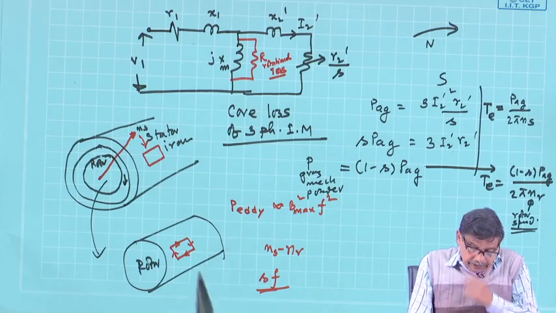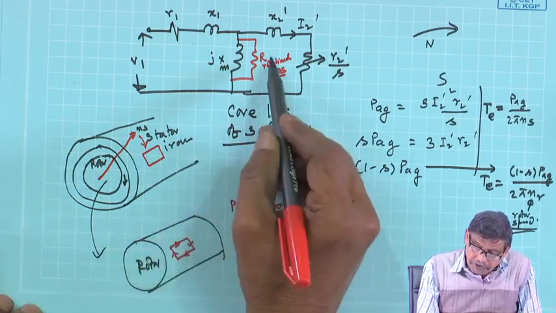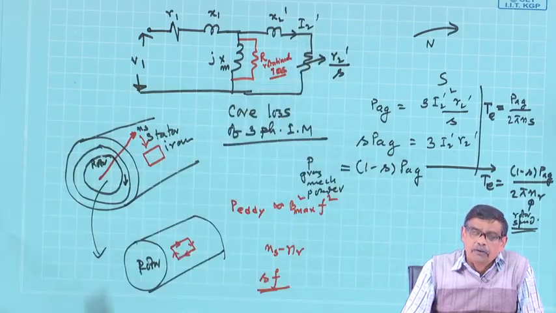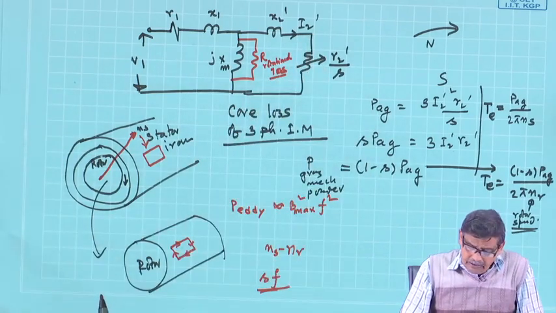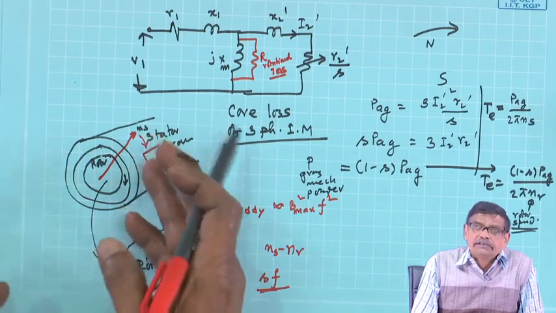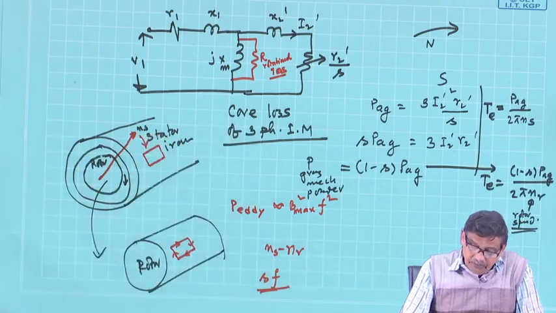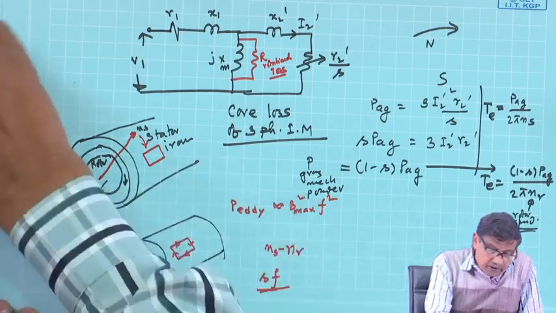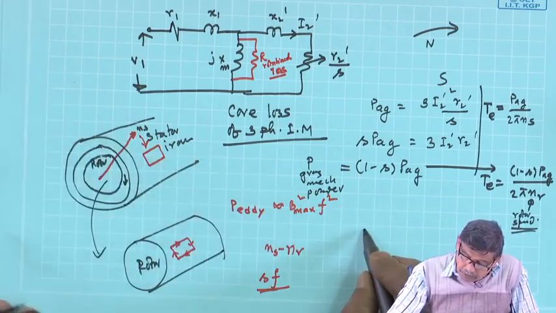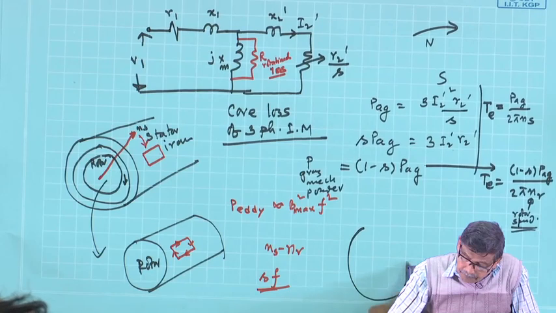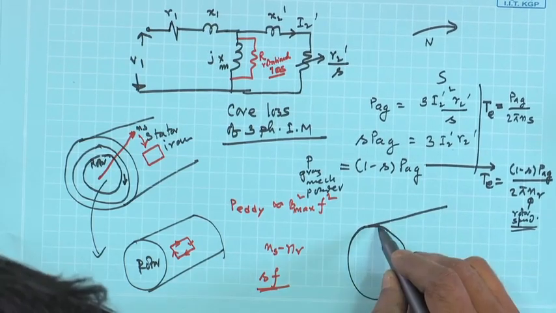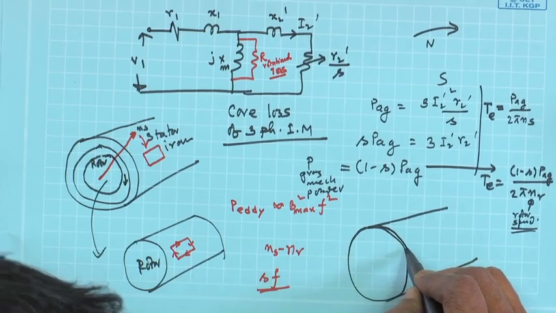Now, after telling this, of course, you have to see that this rotational loss is small. So, to reduce this rotational loss, what you can do, this rotor, instead of using a solid block of iron, you use circular plates.